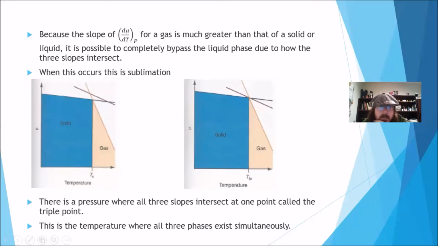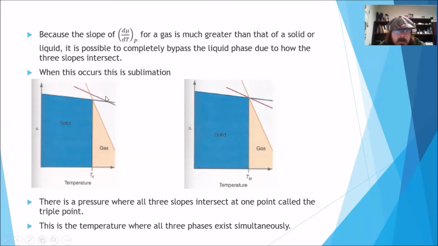Now, because the slope of the chemical potential over temperature for a gas is much greater than that of a solid or liquid, it's possible to completely bypass the liquid phase due to how these slopes intersect. So if this is the solid line, here is the liquid line, the gas line is here. So the liquid would be right there. Gas line is here, so it's intersecting above this point. This is our sublimation. So it's going from solid to gas without passing through liquid.